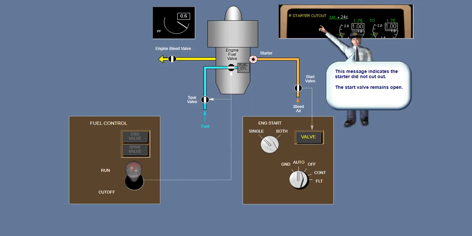As mentioned earlier, if the start valve fails to close automatically, the corresponding valve light will illuminate, and the ICAS caution message left or right starter cutout will display. In this non-normal situation, the engine start selector must be manually moved to the auto or off position to terminate starter operation.